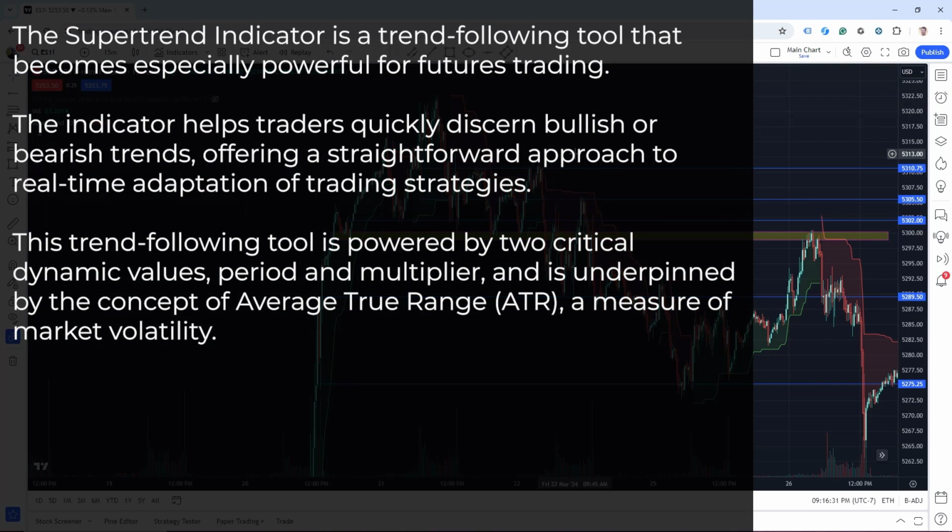The SuperTrend indicator is a trend following tool that becomes especially powerful for futures trading. The indicator helps traders quickly discern bullish or bearish trends, offering a straightforward approach to real-time adaptation of trading strategies. This trend following tool is powered by two critical dynamic values, period and multiplier, and is underpinned by the concept of average true range, also known as ATR, a measure of market volatility.